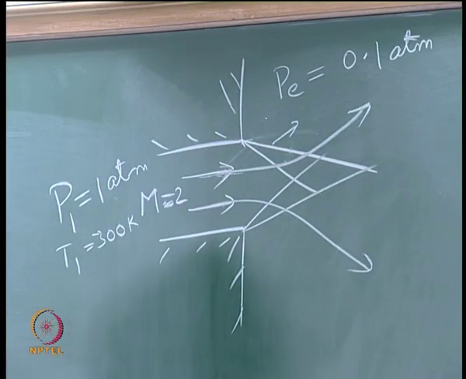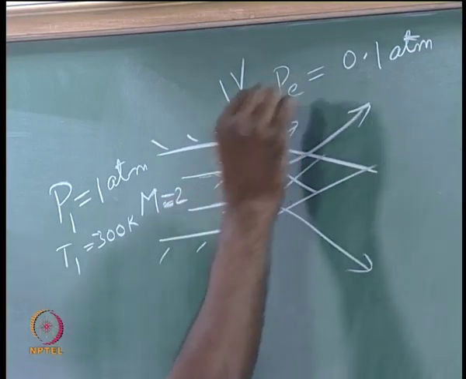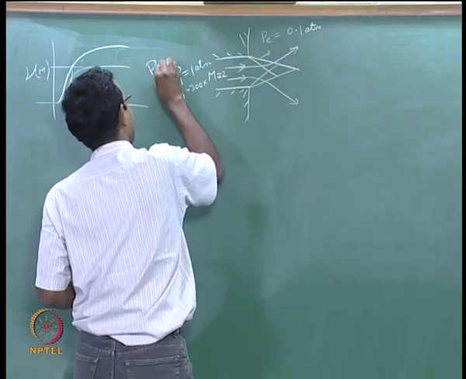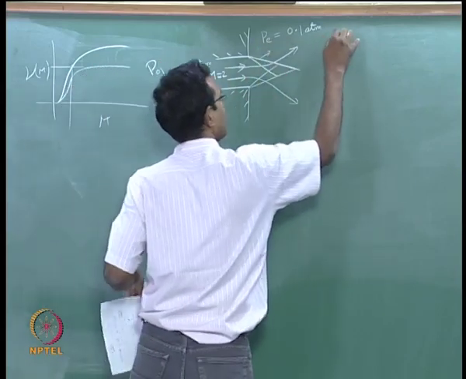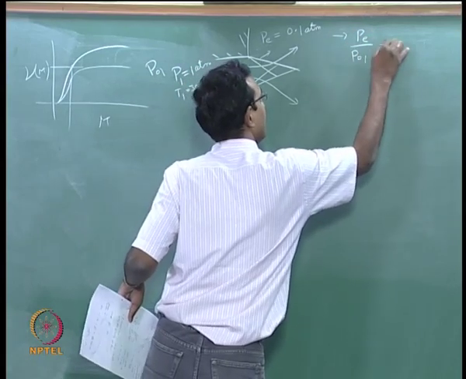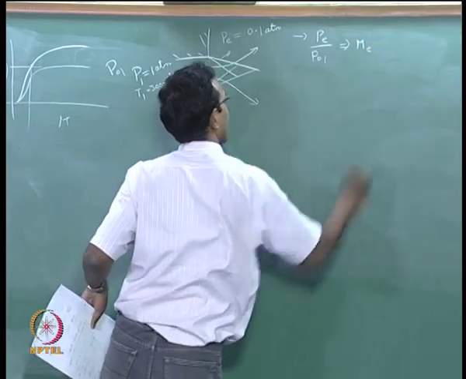Okay, next week or the week after next we will draw more of this, a lot more of this. And how will I find it? I know the pressure here and I am going to assume this is isentropic. So, I know P naught value is same as P naught 1. So, I will just go and use Pe by P naught 1. This will give me my M at the exit, M at the outside boundary.